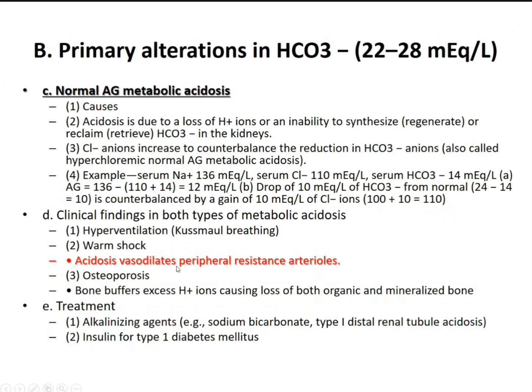There is shock, acidosis vasodilates peripheral arterioles. Again, the bone tends to buffer the H plus ions, causing loss of organic and mineralized bone. So in exchange of H plus, it is letting go of the calcium from the bone. Again, if you realize when there is compensatory respiratory alkalosis setting in with metabolic acidosis, the ionized calcium fraction tends to go down.